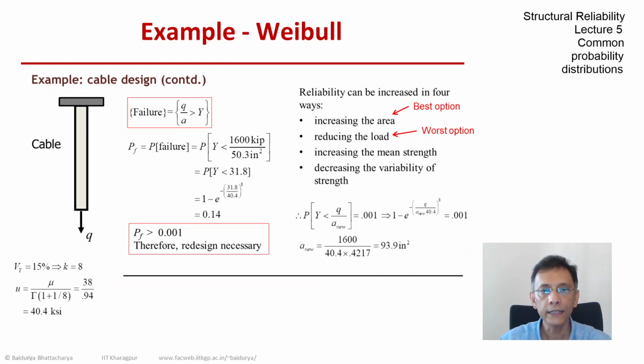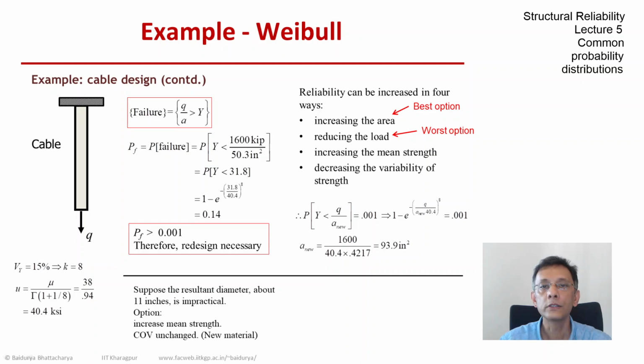Now, this would be all fine, but suppose this 94 square inch, because it corresponds to a diameter of about 11 inches, this might be impractical. Maybe that there is not enough space to accommodate a cable of 11-inch diameter. So now I have to look at the other options that I listed above, that we increase the mean strength or reduce the variability. Reducing variability is quite demanding because we might have to improve the quality of the manufacturing or fabrication process.